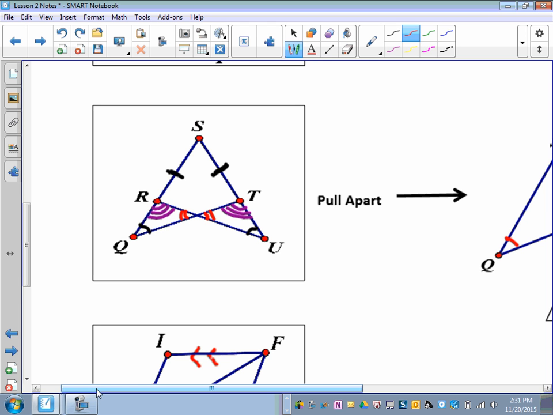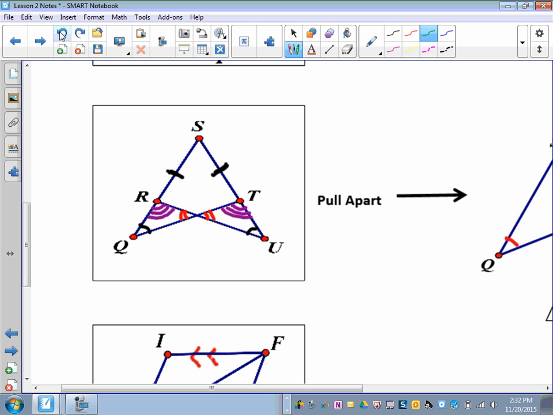Now, again, let me highlight the triangles we're doing here. We need more information. What can we do?